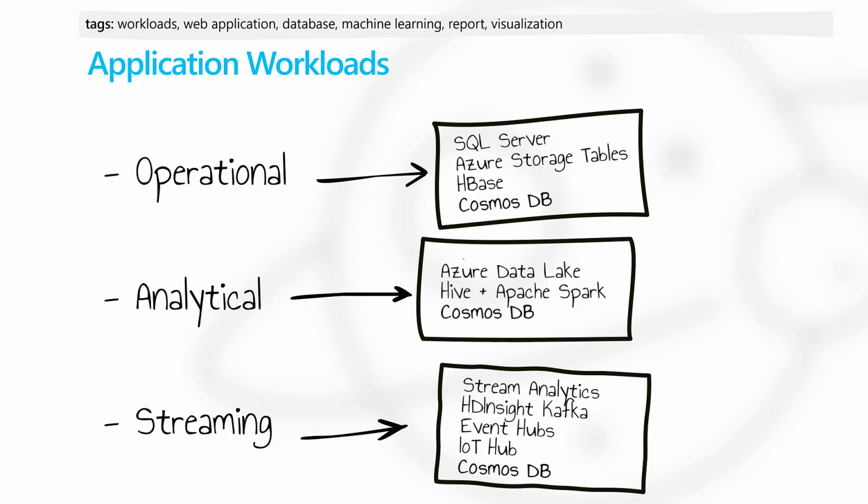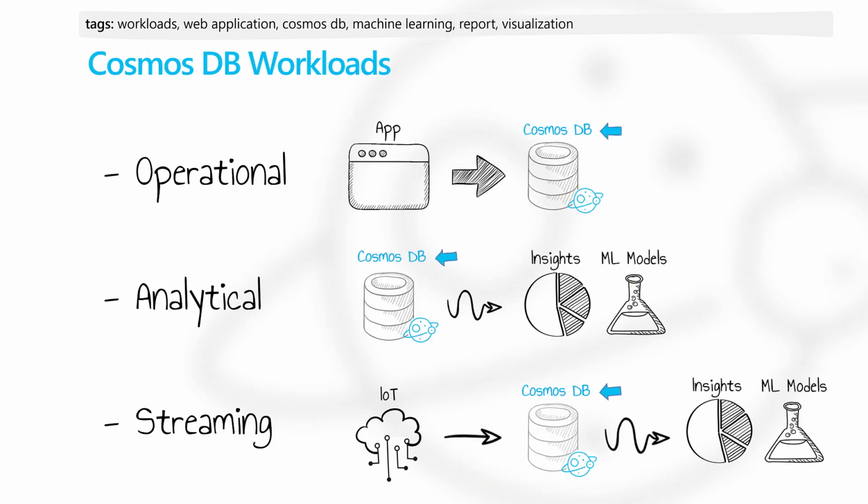There are different examples for each database workload. However, you will notice that Cosmos DB is mentioned in each of the three categories. That means that Cosmos DB can be used for any type of database work, and that is a huge advantage that Cosmos DB has over other database products. Which essentially means that Cosmos DB can be used for every database workload.